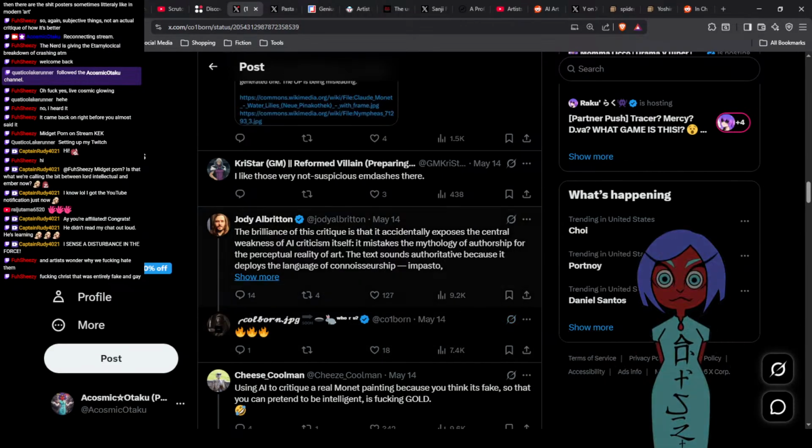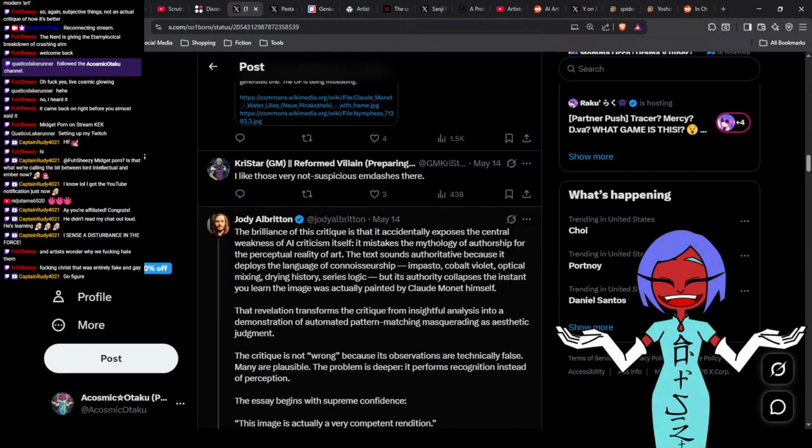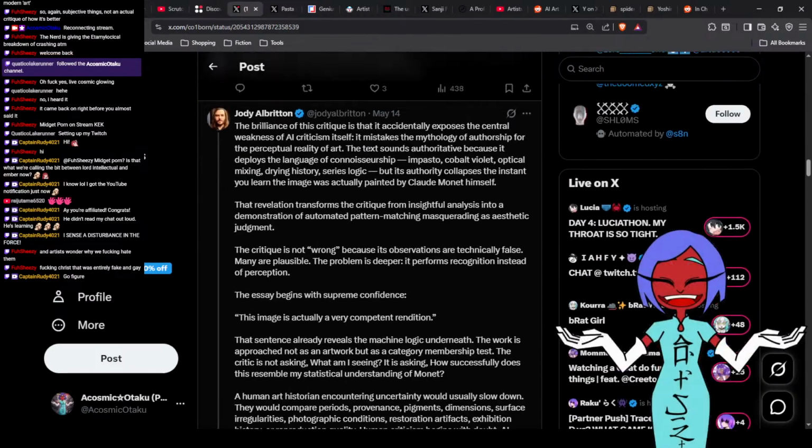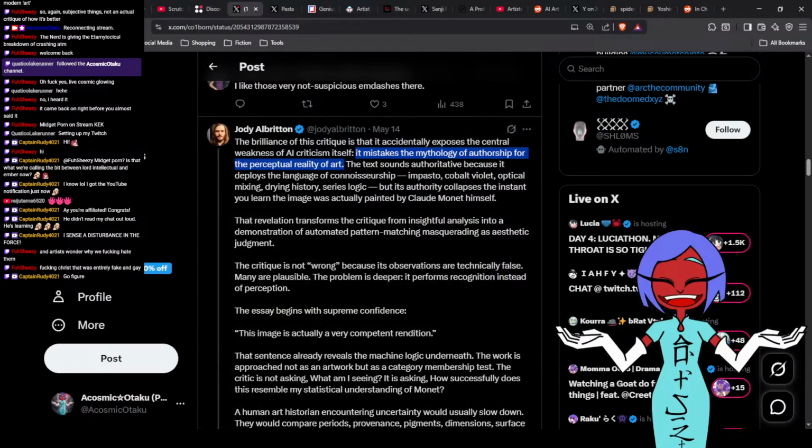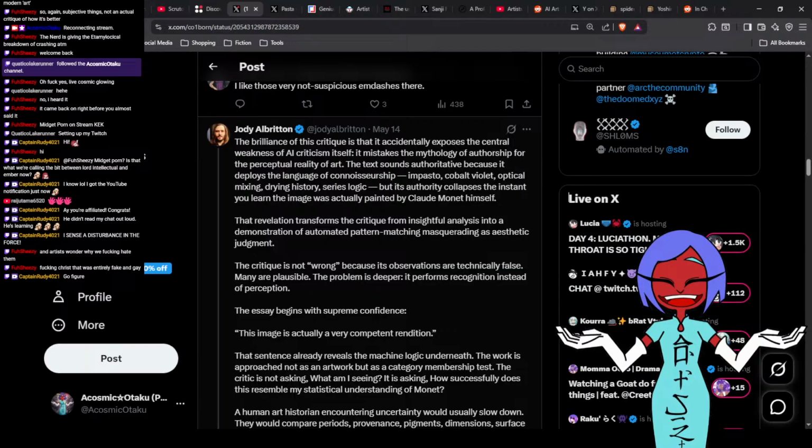Anyway. Oh my god. And this is actually fucking great. So, the brilliance of this critique is that it accidentally exposes the central weakness of AI criticism itself. It mistakes the mythology of authorship for the perceptual reality of art. I mean, I think that's a good point, right? The text surrounds the authoritative because it deploys the language of connoisseurship, impasto, cobalt violet, optical mixing, drying history, series logic. But its authority collapses the instant you learn the image was actually painted by Claude Monet himself.